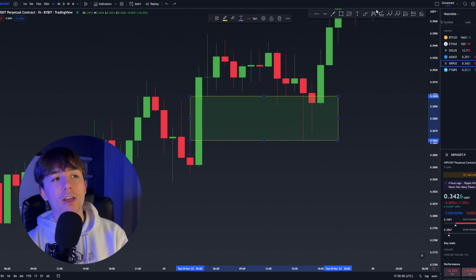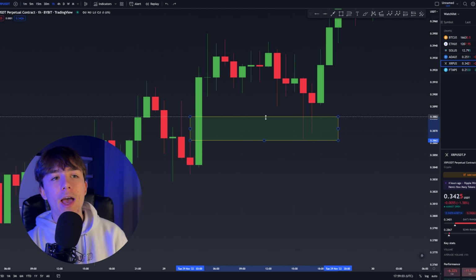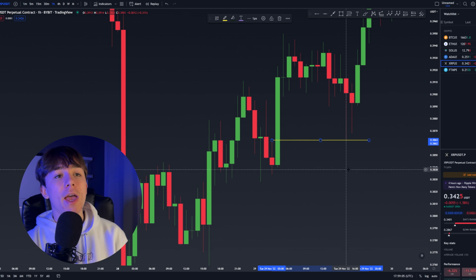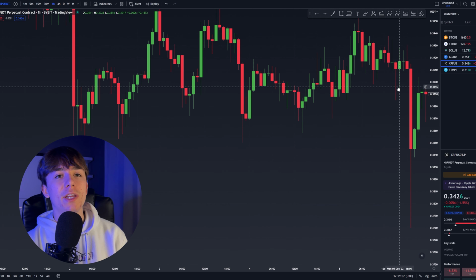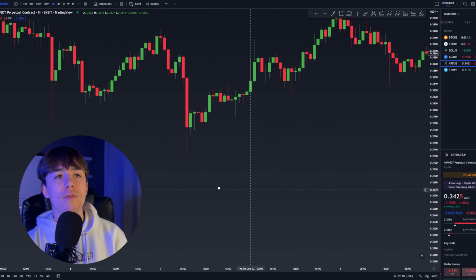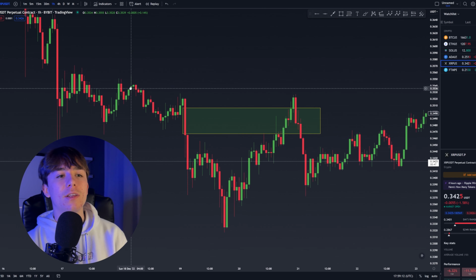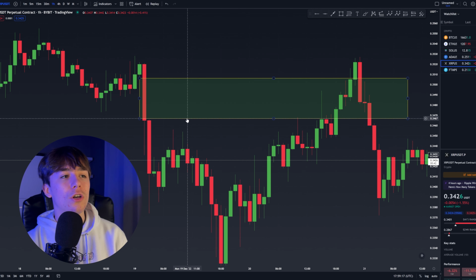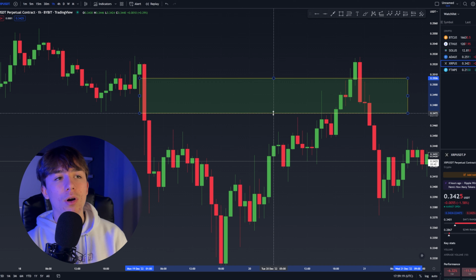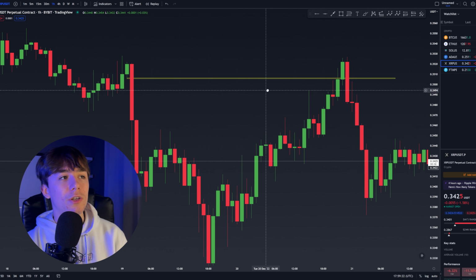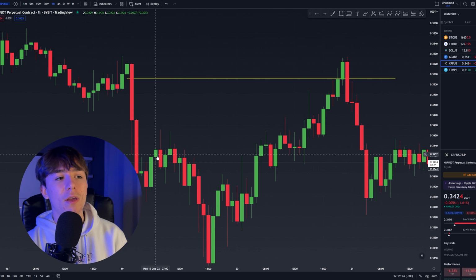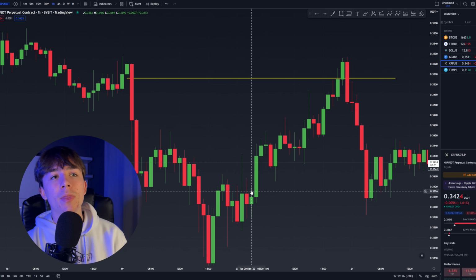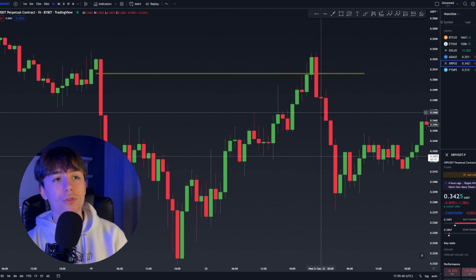If price is trading above the fair value gap, then I use the bottom line as a level of support. And if price is trading below the fair value gap, let's see right here, then I use the top line of the fair value gap box as a level of resistance. You'll see here a fair value gap being created, price trades below it, uses it as a magnet and touches the resistance level before going back down.